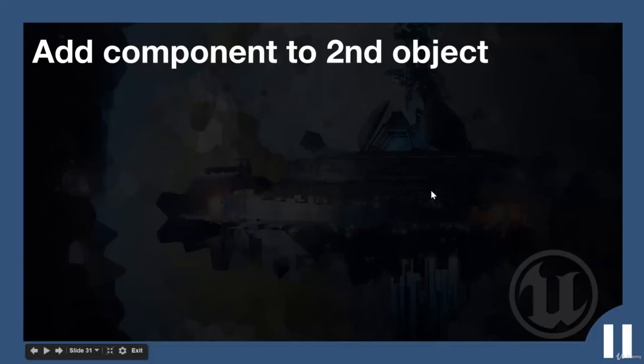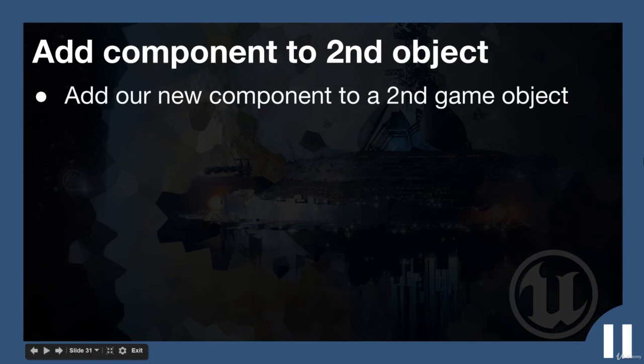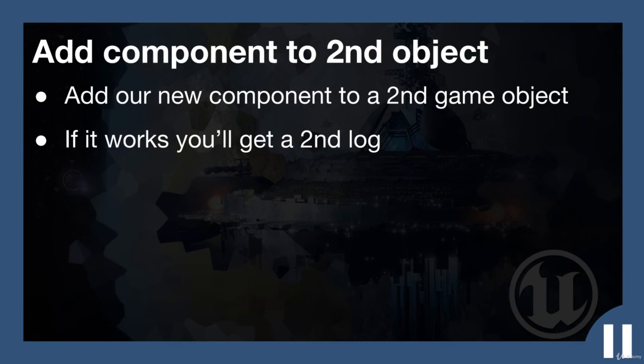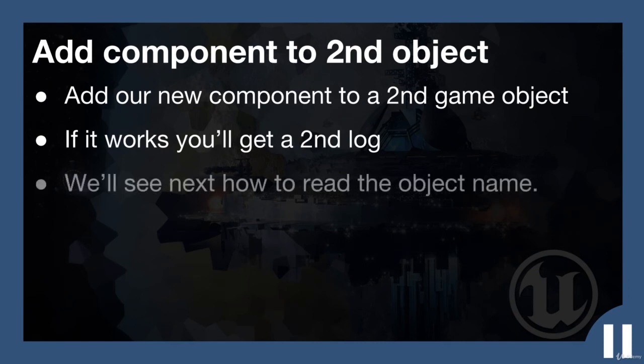So here it is. I want you to add the component to a second object in your scene. Add our new component to a second game object of the same type, of a static mesh actor type. If it works, you'll get a second log, and we'll see next how to read the actual object name to customize that log entry. So go ahead, pause the video, and just see if you can get a second log entry appearing now.